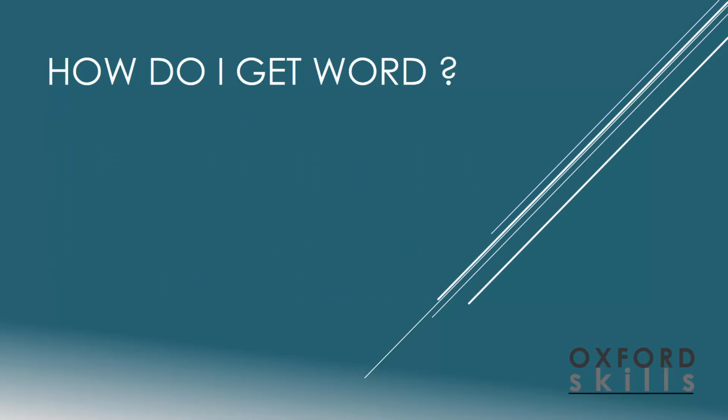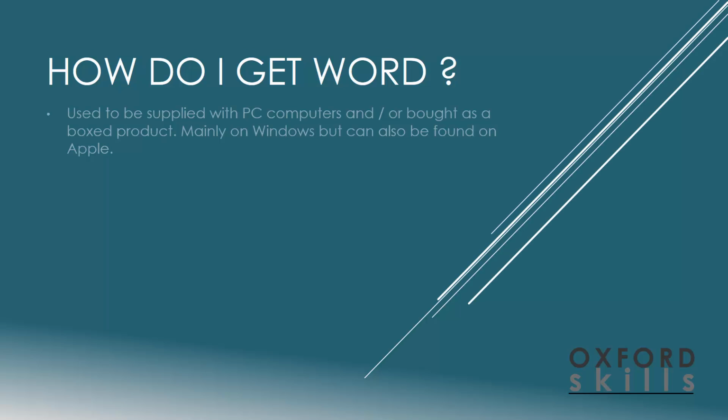So the next question, of course, is now you know what Word is, how do you get it? Well, Word used to be supplied just with PCs and computers or bought as a box product off the shelf. You went to Best Buy or PC World or any kind of standard computer store and bought a box that said Office or Word on it. Or you could download it and pay Microsoft for a license, those kind of things. And it used to be only on a Windows platform, as we mentioned a moment ago, but could also be found on Apple products, particularly OS X.